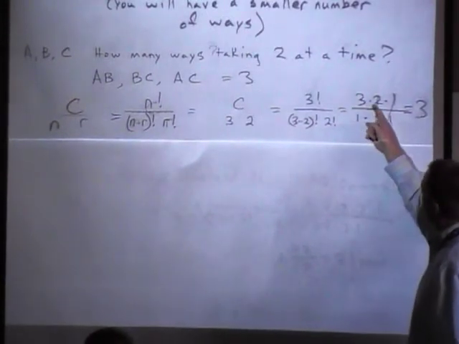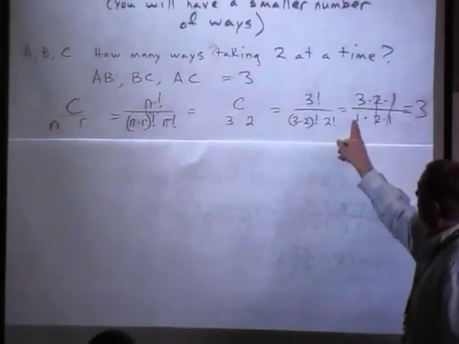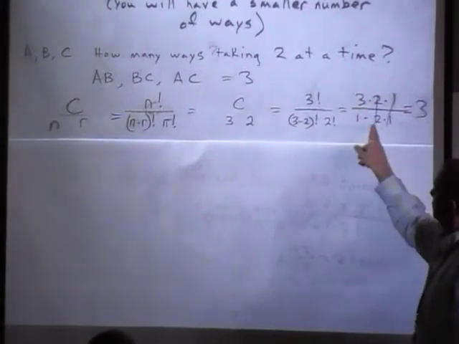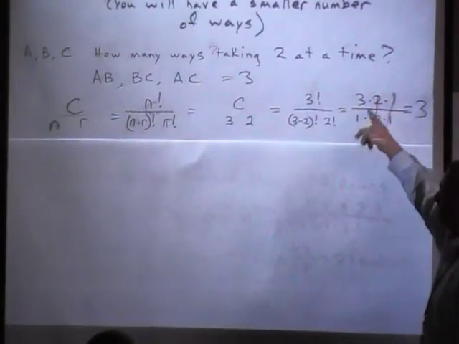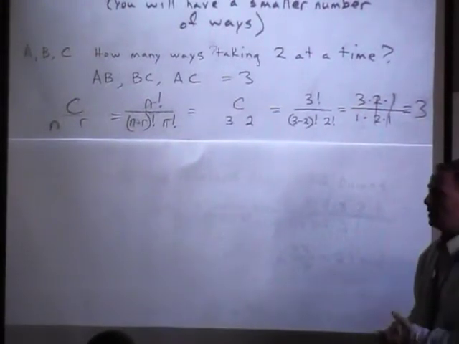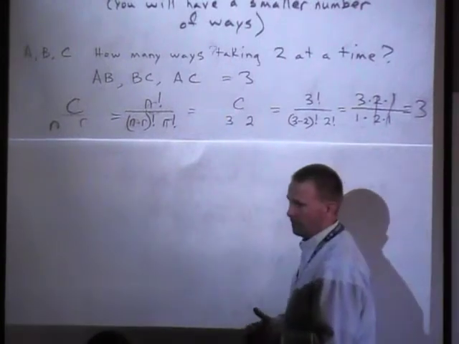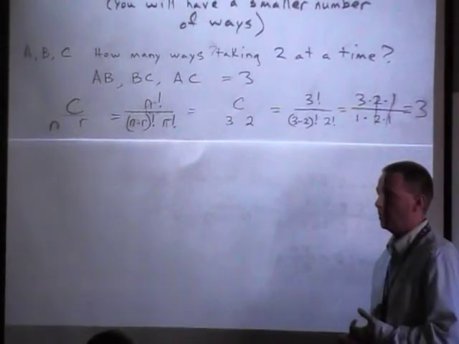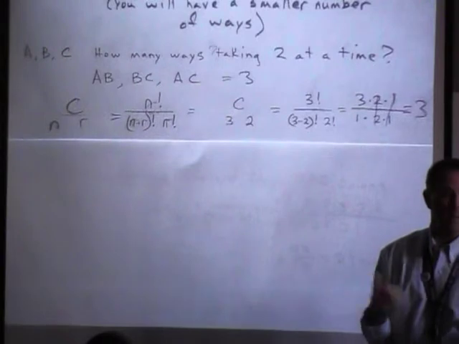Okay? So 3 times 2 times 1. This is 1 factorial. And 2 factorial, 2 times 1. That all goes away. We still have 3, which is what we said it would be. So this is just a simple example to show you that it does work, and to explain the formula to you. Does anybody have any questions on that?